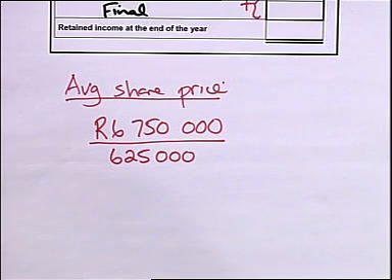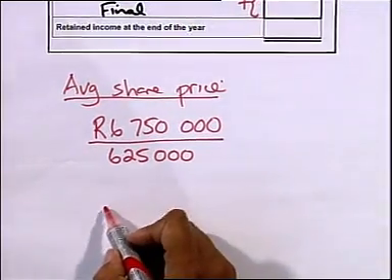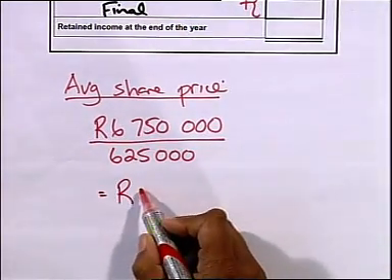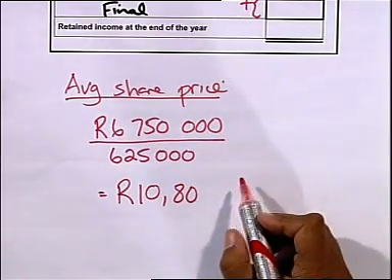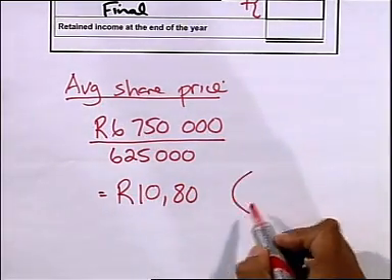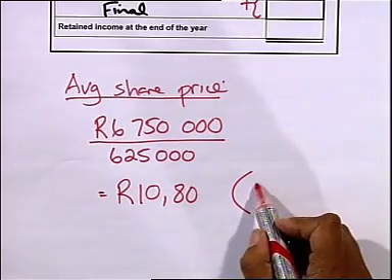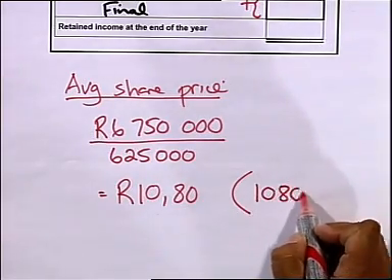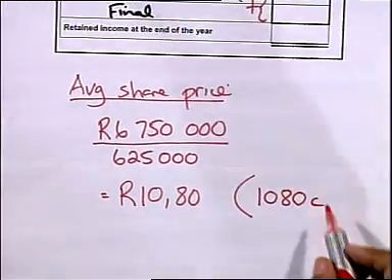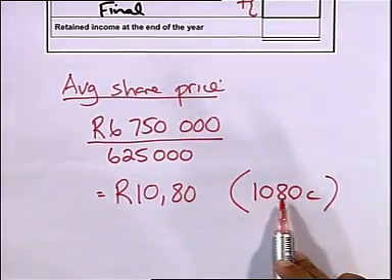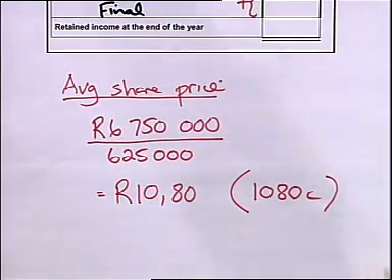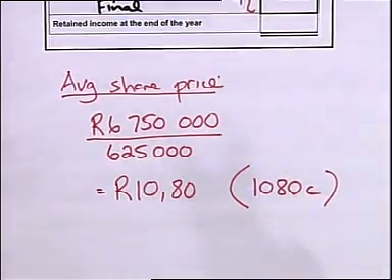750,000 Rand value, divide that by 625,000 number of shares. That gives me an average price of 10 Rand 80. Now don't get confused, they can also express that as 1,080 cents. That's really how shares are expressed, in cents, 1,080 cents. So that is our average price.